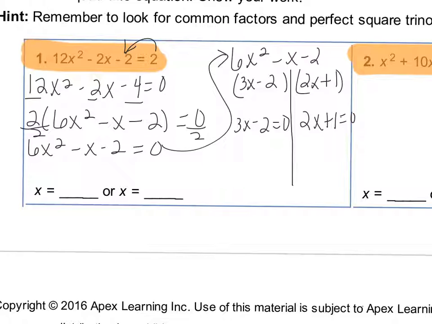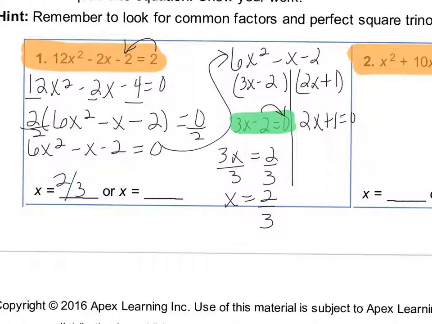Okay, I'll do this side first. So we have 3x equals 2, moving the negative 2 over, and then divide by 3. So x equals 2/3. That's one of the answers. Alright, the other one would be to solve over here. 2x equals, move this one over, you have negative 1, and x will equal negative 1 divided by 2.